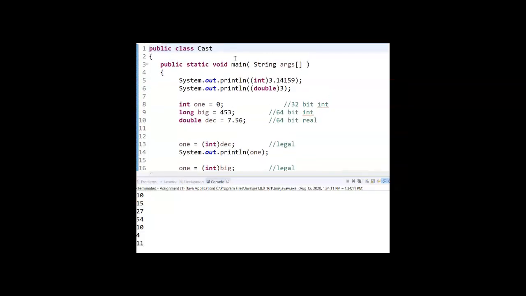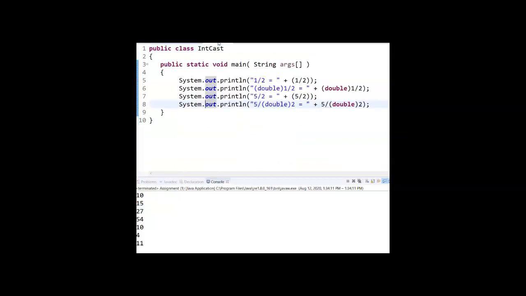Casting, hang on, I think I want to do this other one. Which one do I want to do first? Oh yeah, let's do this. Let's do this one first. It's a little on the simpler side. So let's run this real quick.